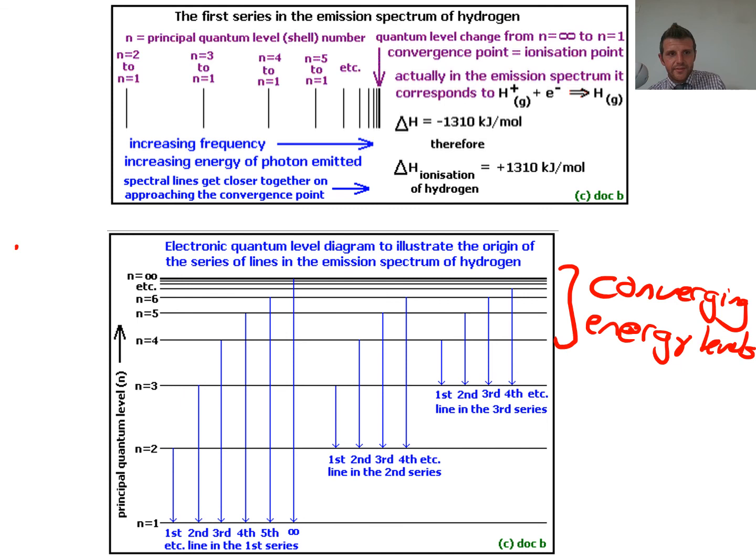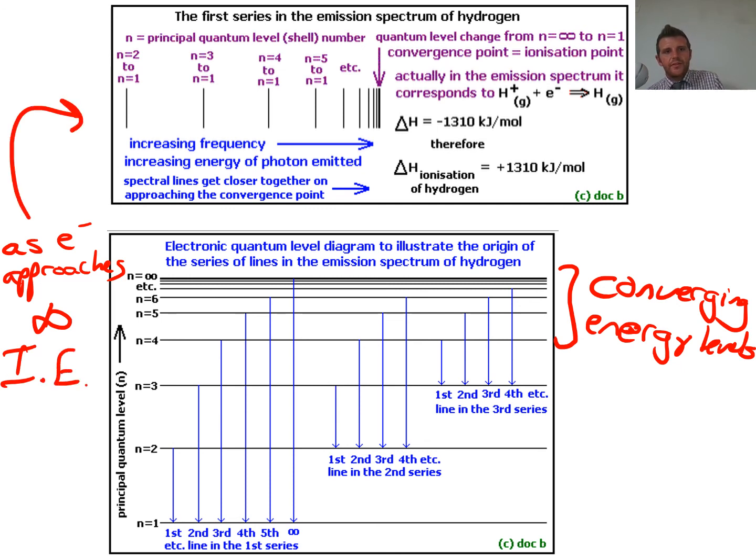So as this electron approaches infinity, so the idea that this electron is so far from the nucleus that it can't be attracted anymore, we get the ionization energy. And that is explained up here in this top box, and I feel like it's explained relatively well.